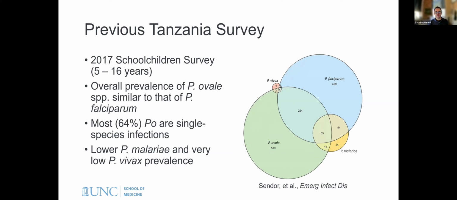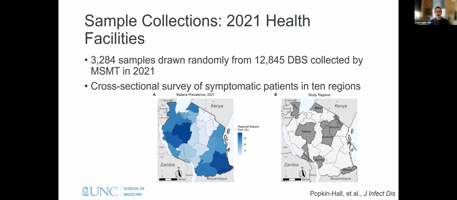So that's what we knew going into this study, but this was just in school children. No one had done this looking at the broader population. So in terms of our methods, these samples were collected, like I said, in 2021 in health facility surveys. So all of these samples came from symptomatic patients with malaria-like illness that were seeking care at health facilities in 10 different regions, which are labeled in the map on the bottom right.